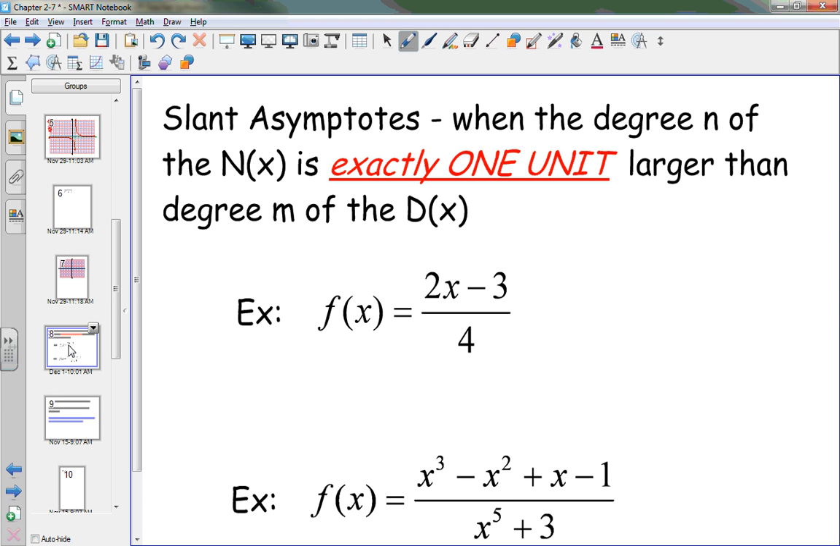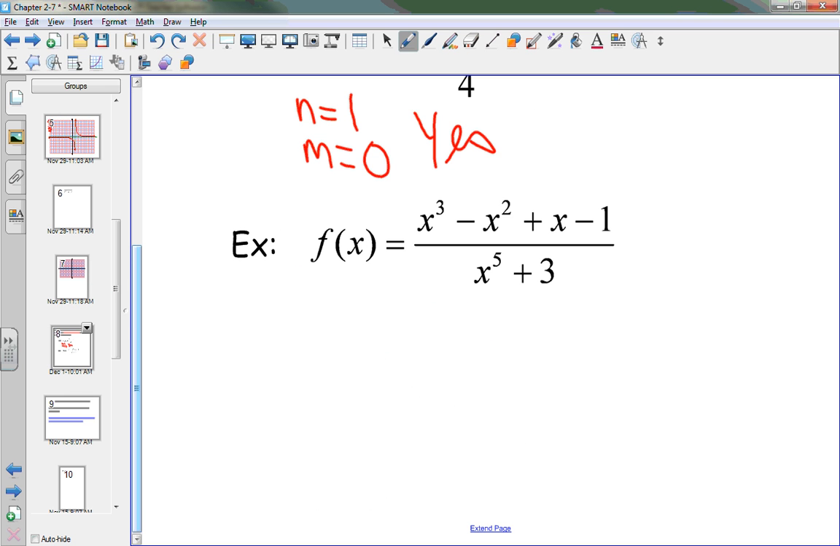Do you understand that? Now, for example, what's the degree of my numerator? It's 1. What's the degree of my denominator? 0. Do I have a slant asymptote? Yes. In this one, what's the degree of my numerator? 3. What's the degree of my denominator? Do I have a slant asymptote? No. We all understand that? Yes or no? We good?